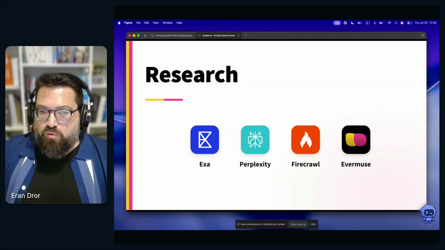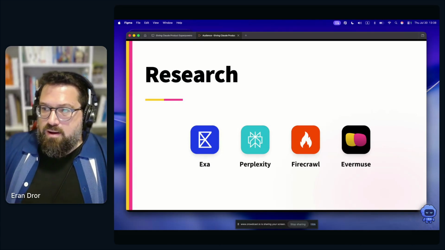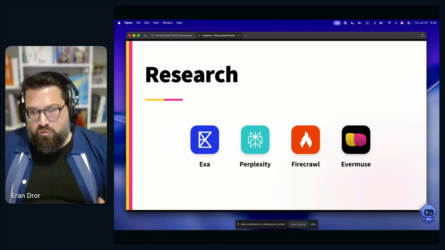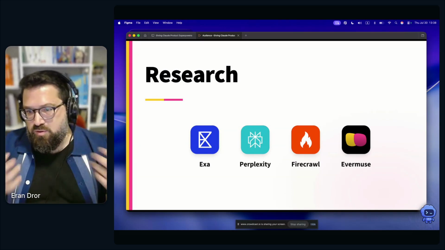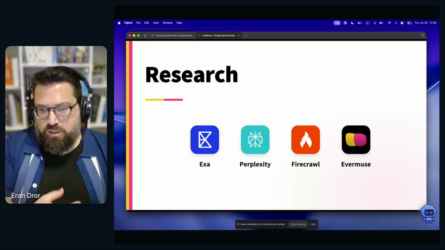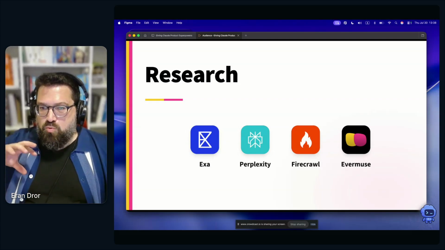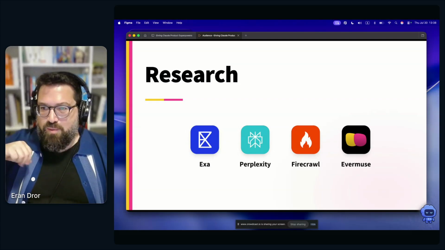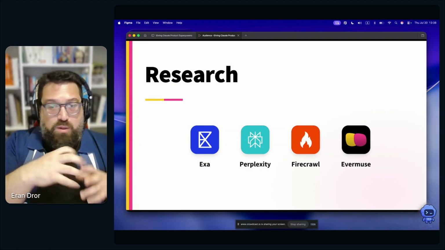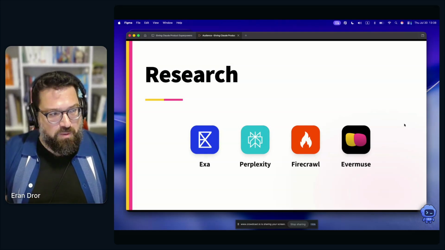Perplexity is a very, very powerful research and web search tool. Firecrawl is a powerful scraping platform that allows you to specify certain sites and get all of their content in a usable text form that Claude can use. And Evermuse also has research tools. We look at release notes and news stories about your competitors, analyze them, and give you the new capabilities that your competitors launch, stuff like that. So that's the research part.